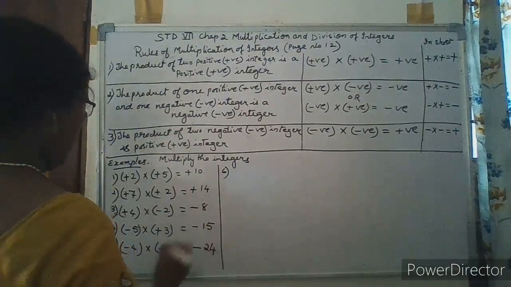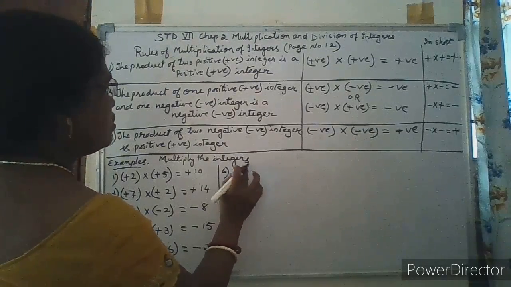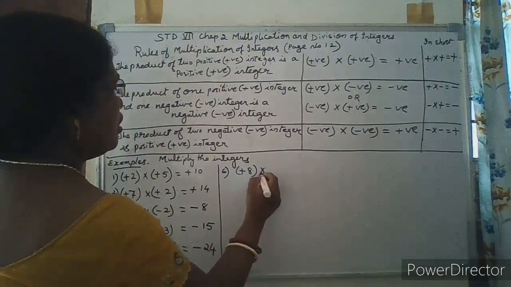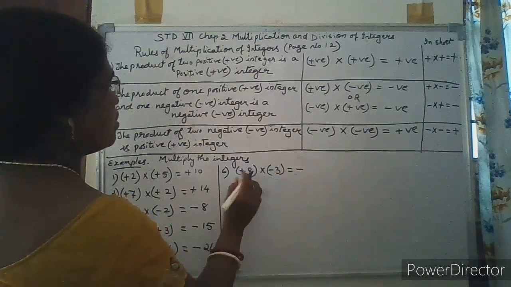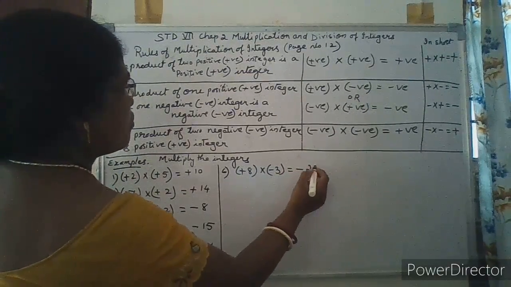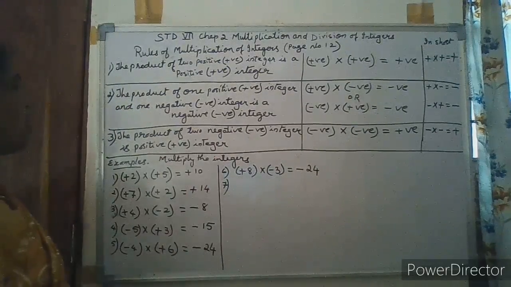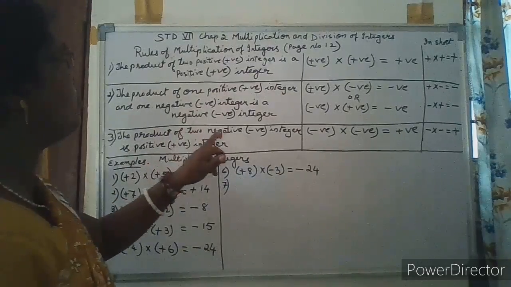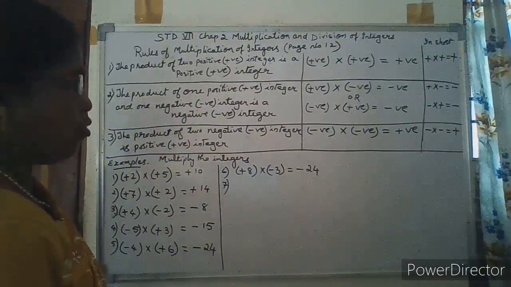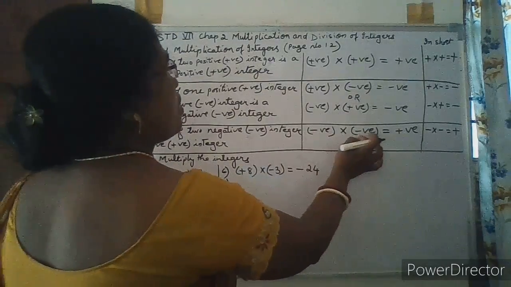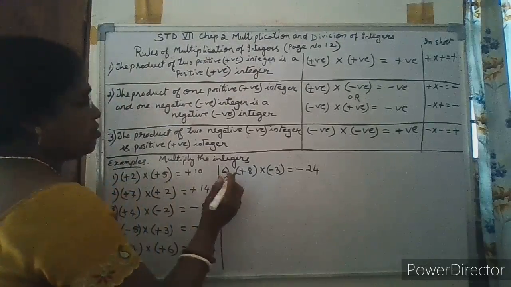Example 6, plus 8 into minus 3. Plus into minus is minus. 8 3s are 24. Now, we'll go with the third rule. The product of two negative integers is a positive integer. That is, minus into minus is equal to plus. Minus into minus equal to plus.